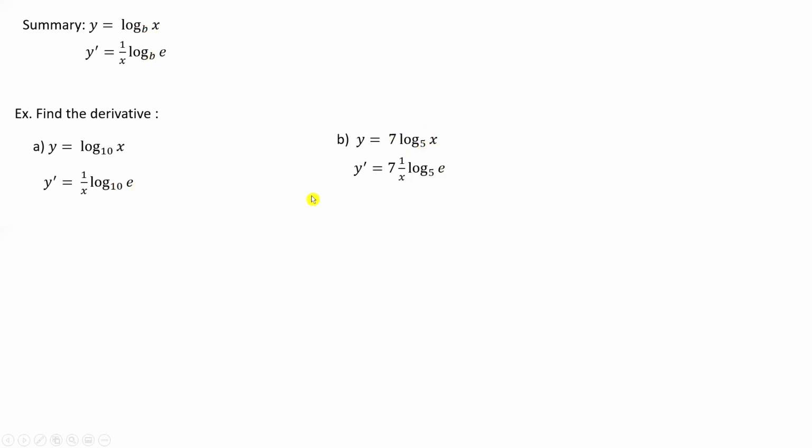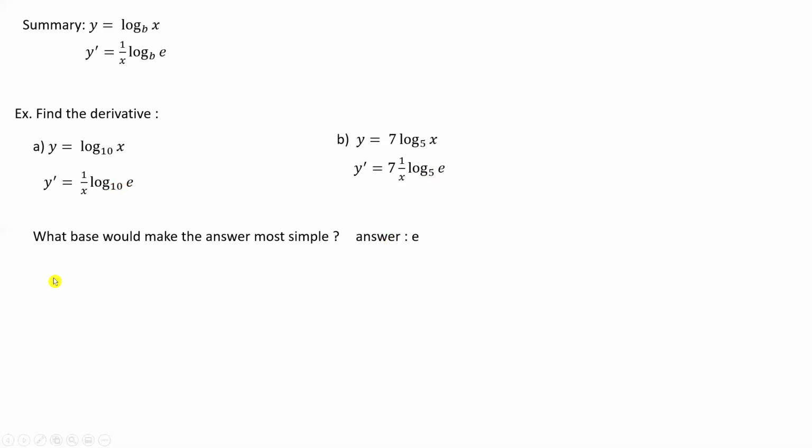Now, is there a base that would allow us to simplify this? It's not base 10 because we can't do anything with that. It's not base 5 because we can't do anything with that. So what base could you have here that would allow you to evaluate this log? And the answer is e.